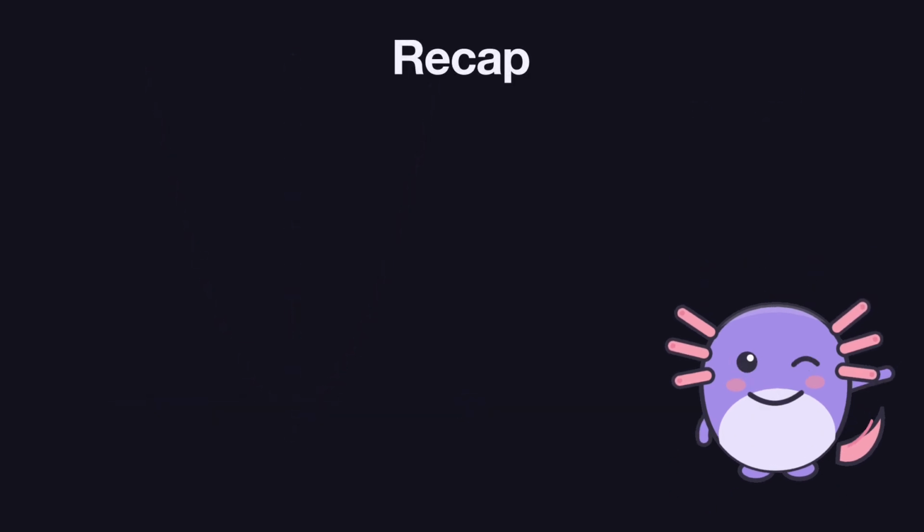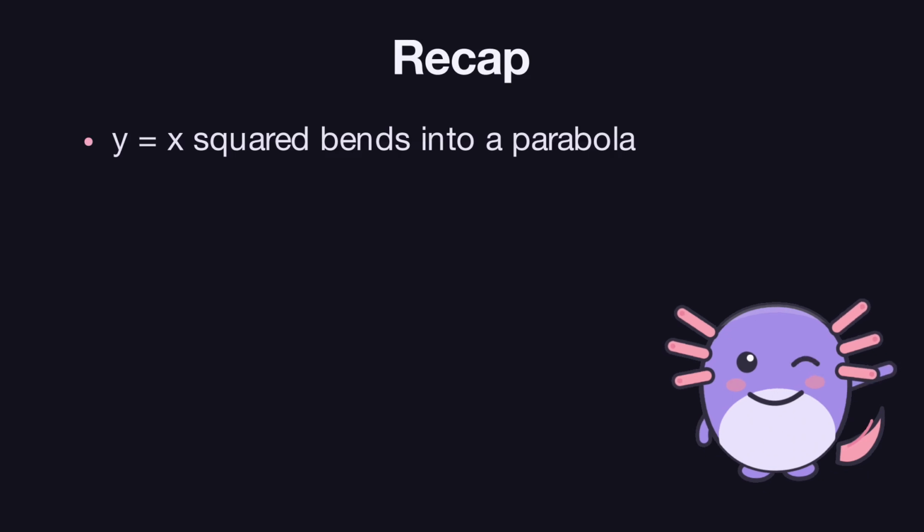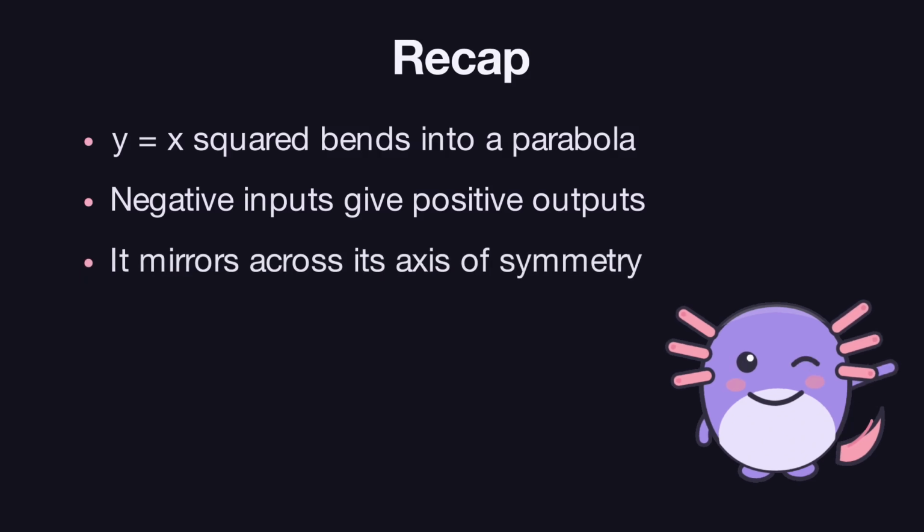Let's recap the finale. y equals x squared bends into a parabola. Negative inputs give positive outputs, which mirrors the curve across its axis of symmetry. And the turning point at the bottom is called the vertex.